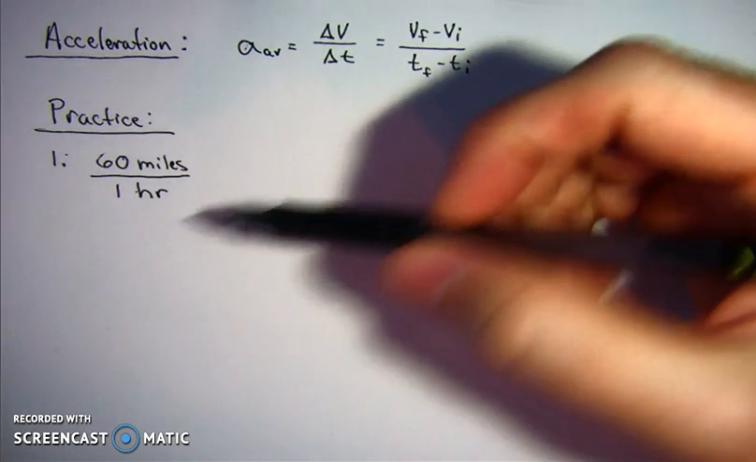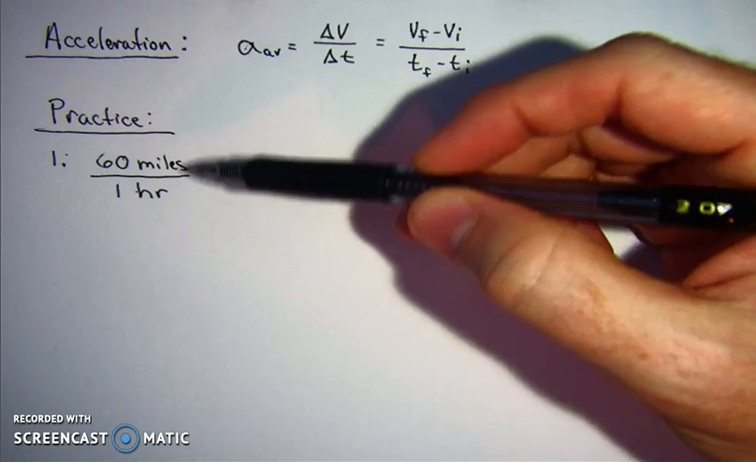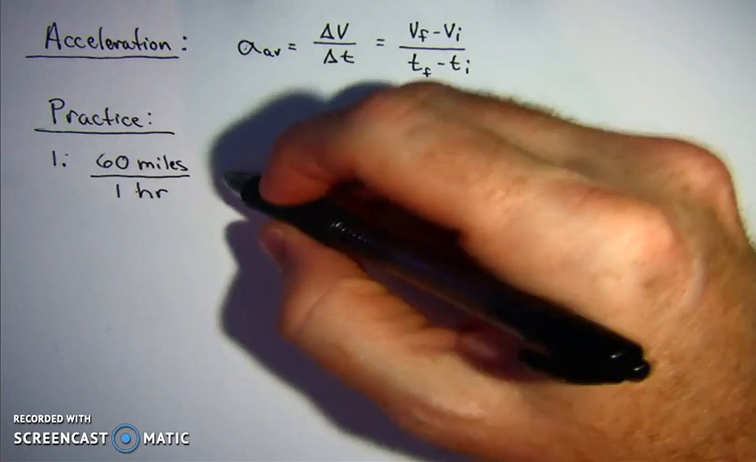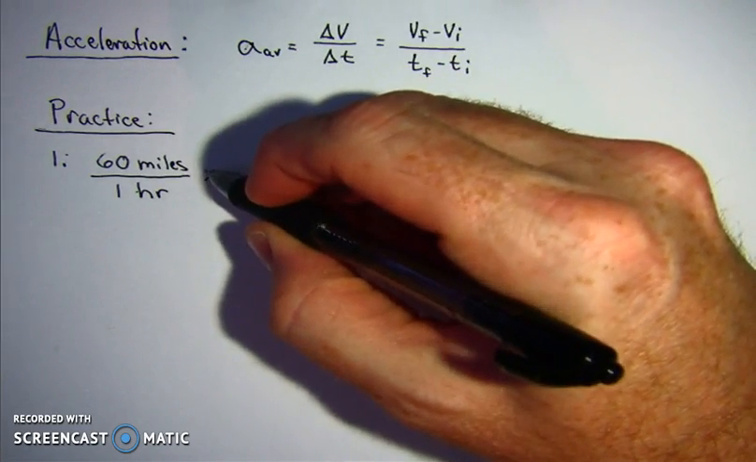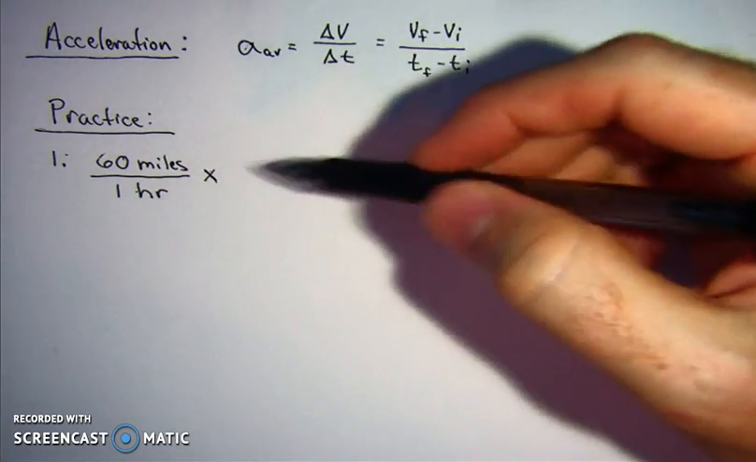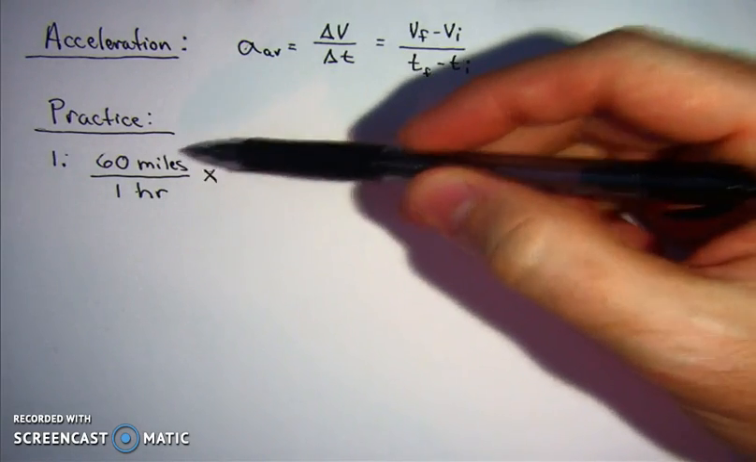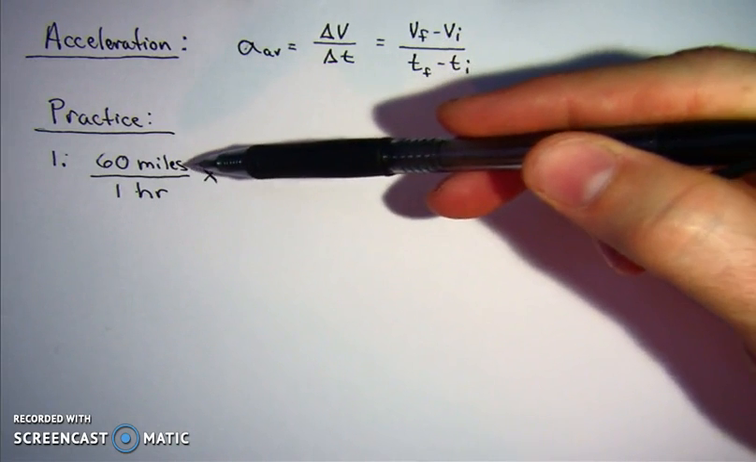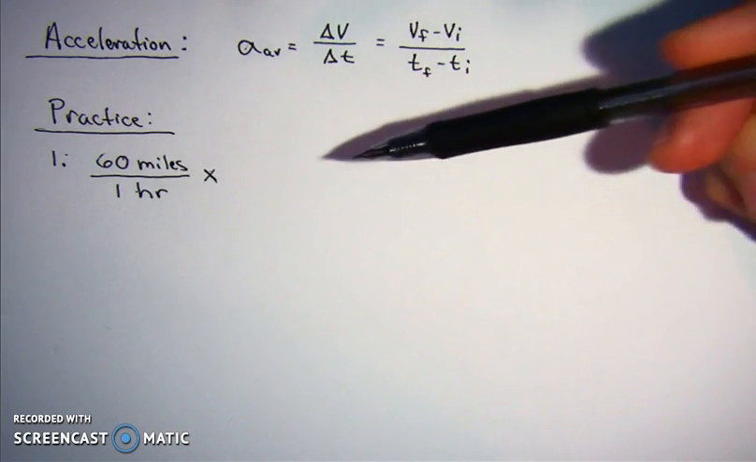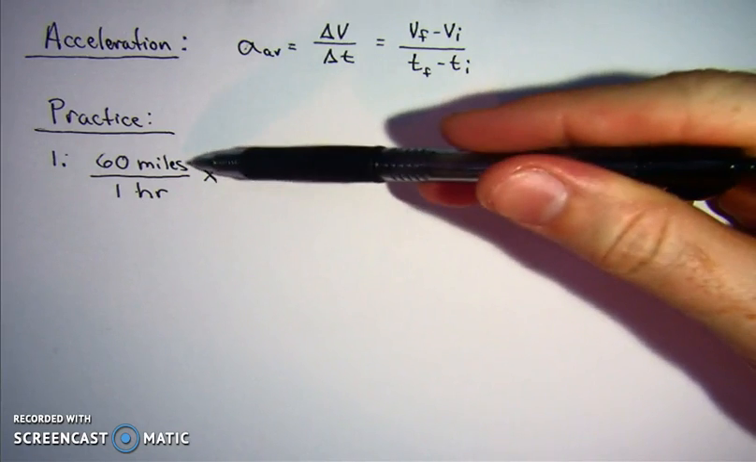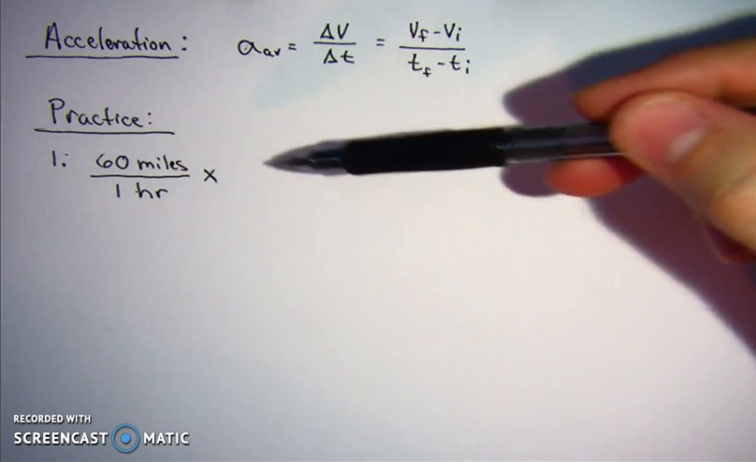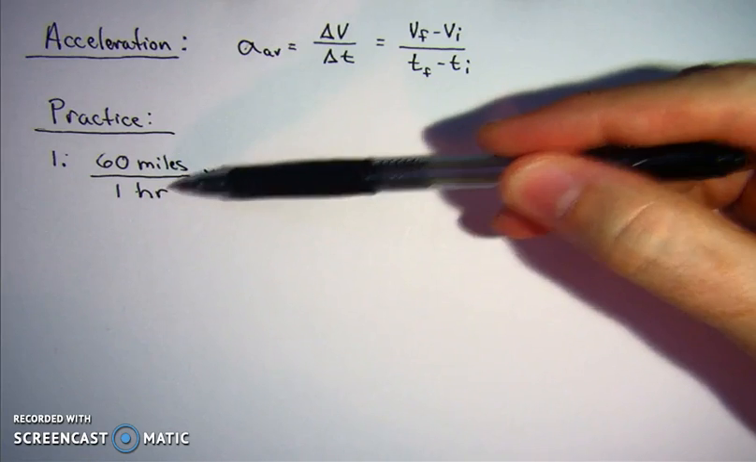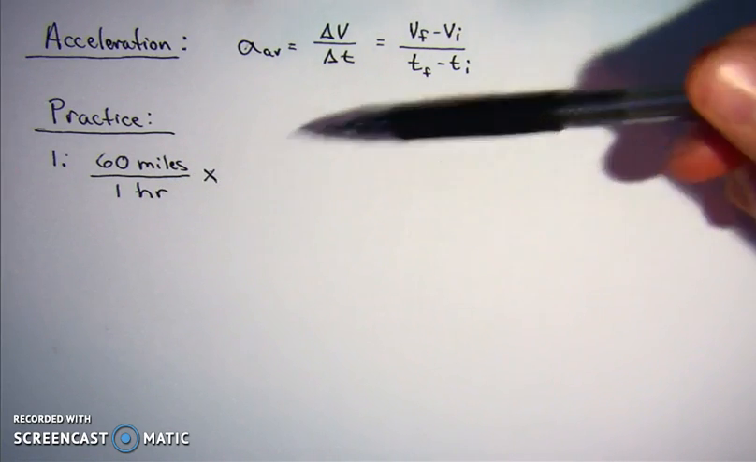Okay, now I have this problem set up, 60 miles per 1 hour. That's all 60 miles per hour is. So if you set up T-charts to do your conversions, that's absolutely fine. I set up fractions with conversion factors. So we need to convert from 60 miles per hour to meters per second. And the way we do this, we have to convert miles to meters by canceling out miles, and we have to convert hours to seconds by canceling out hours.